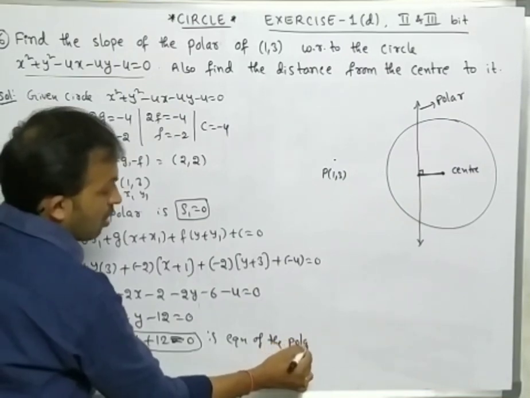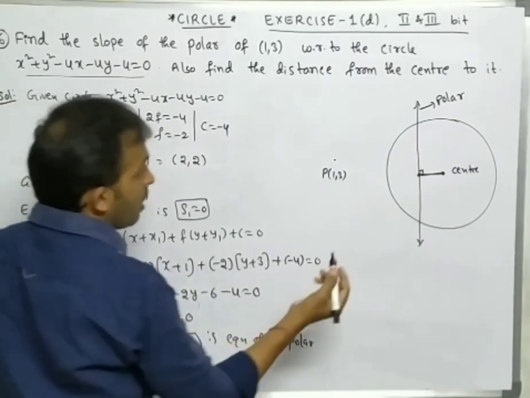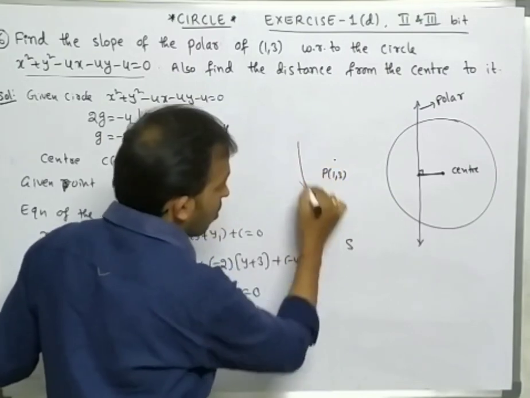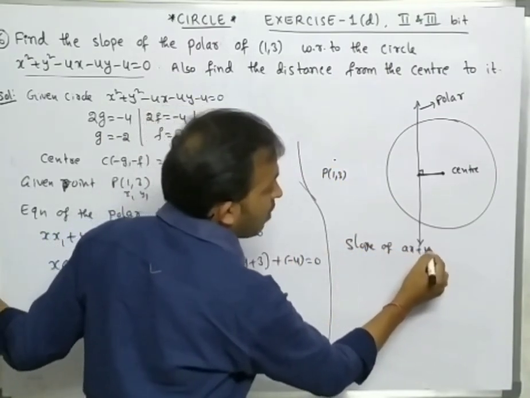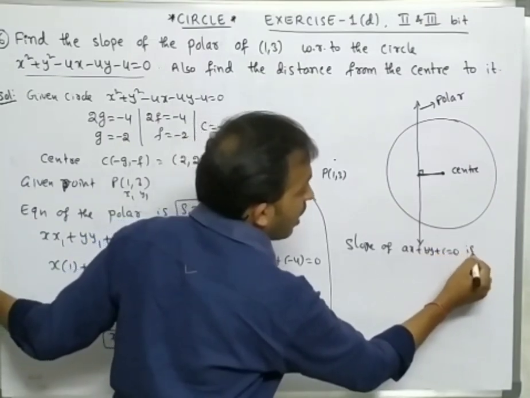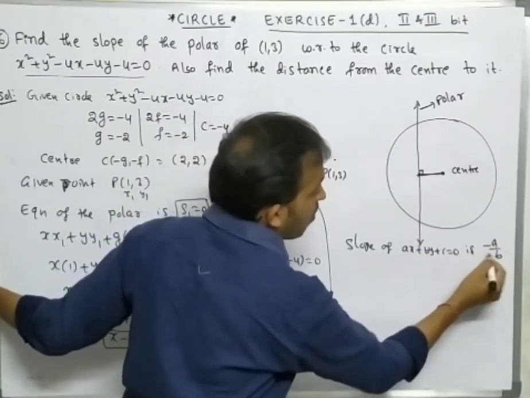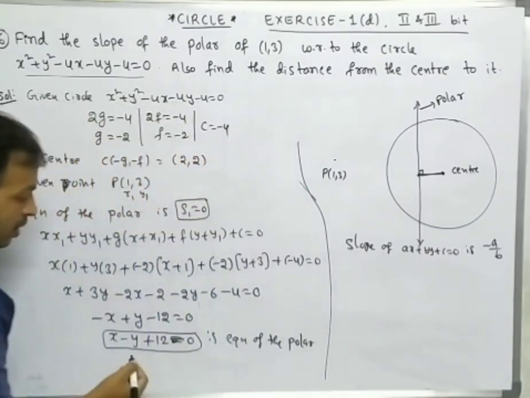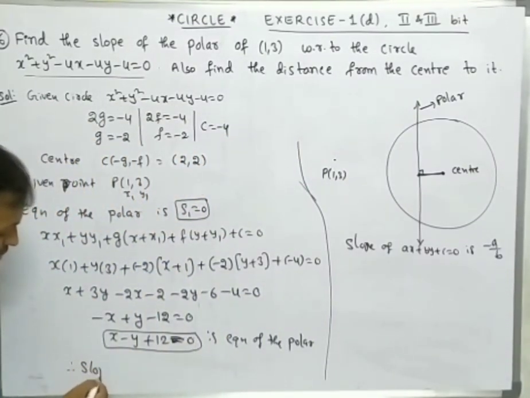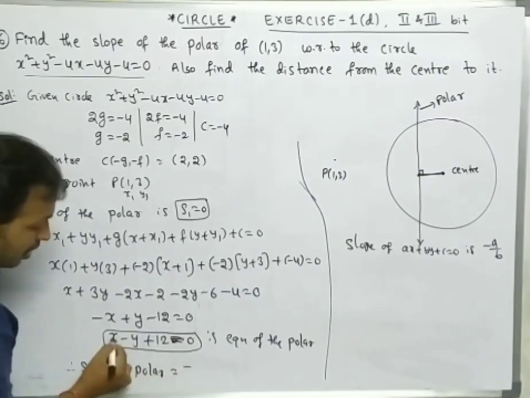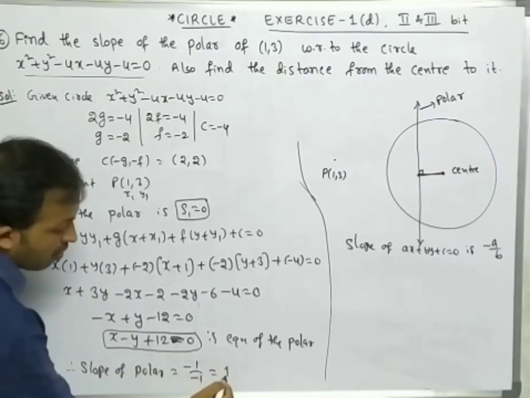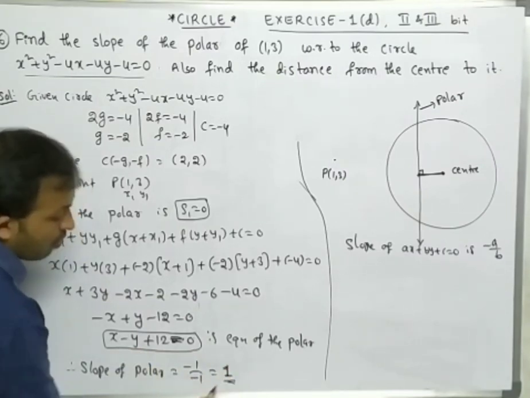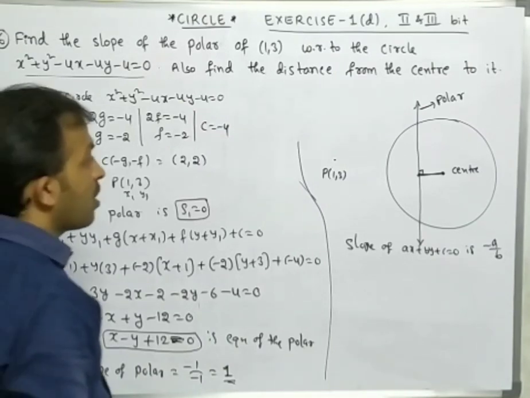Next, we know that the slope of the line ax + by + c = 0 is −a/b, that is, minus x coefficient by y coefficient. Therefore the slope of this polar is −1, the x coefficient 1, by the y coefficient −1, that is equal to 1. So 1 is the slope.